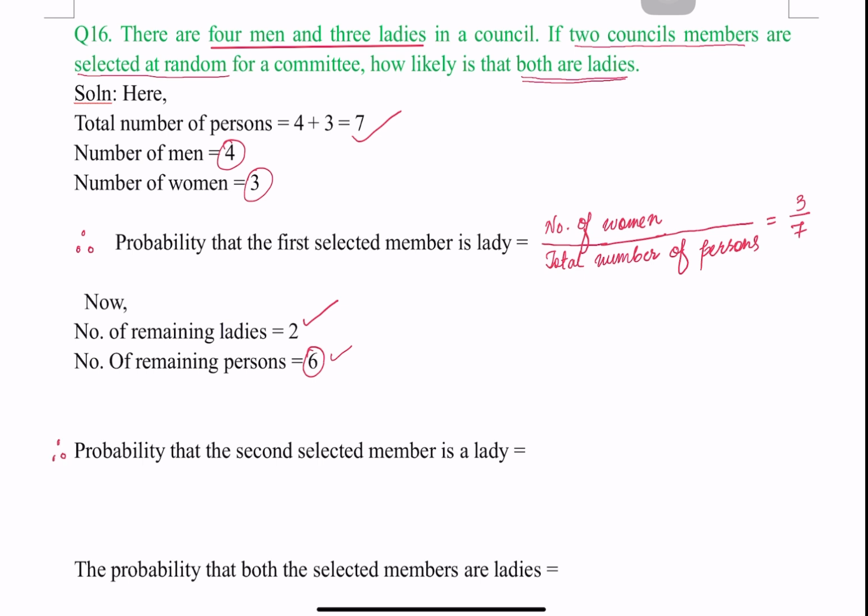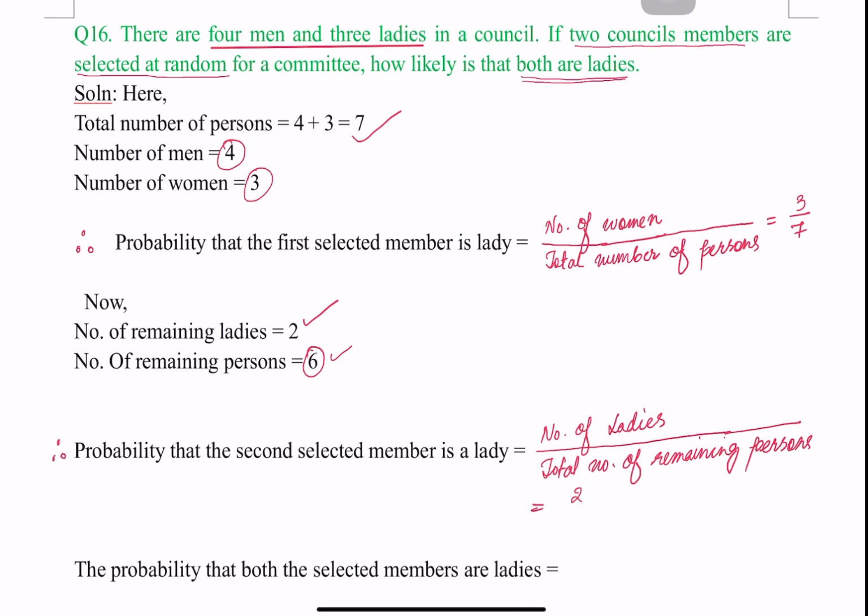Therefore, the probability that the second selected member is a lady. That means what will be the probability? The number of ladies divided by the total number of remaining persons. So what is the total number of ladies?